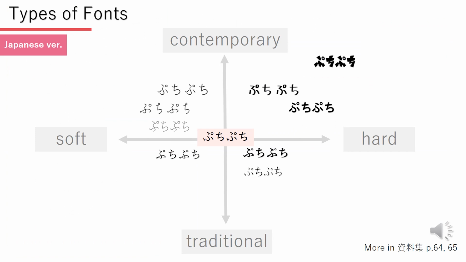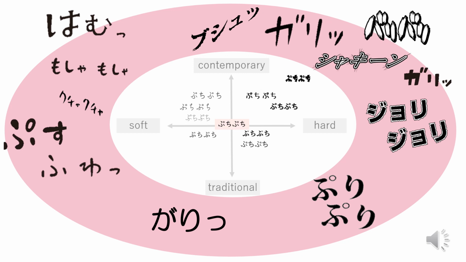When you make fonts fancy, you have to think about the basic font first. As you can see in here, the basic font of the sound puchi puchi is in the center. From this font, think whether you want to make it more soft or hard look or more contemporary or traditional look. And of course, you can make it more fancy. You can use comic books or mangas as references as well.